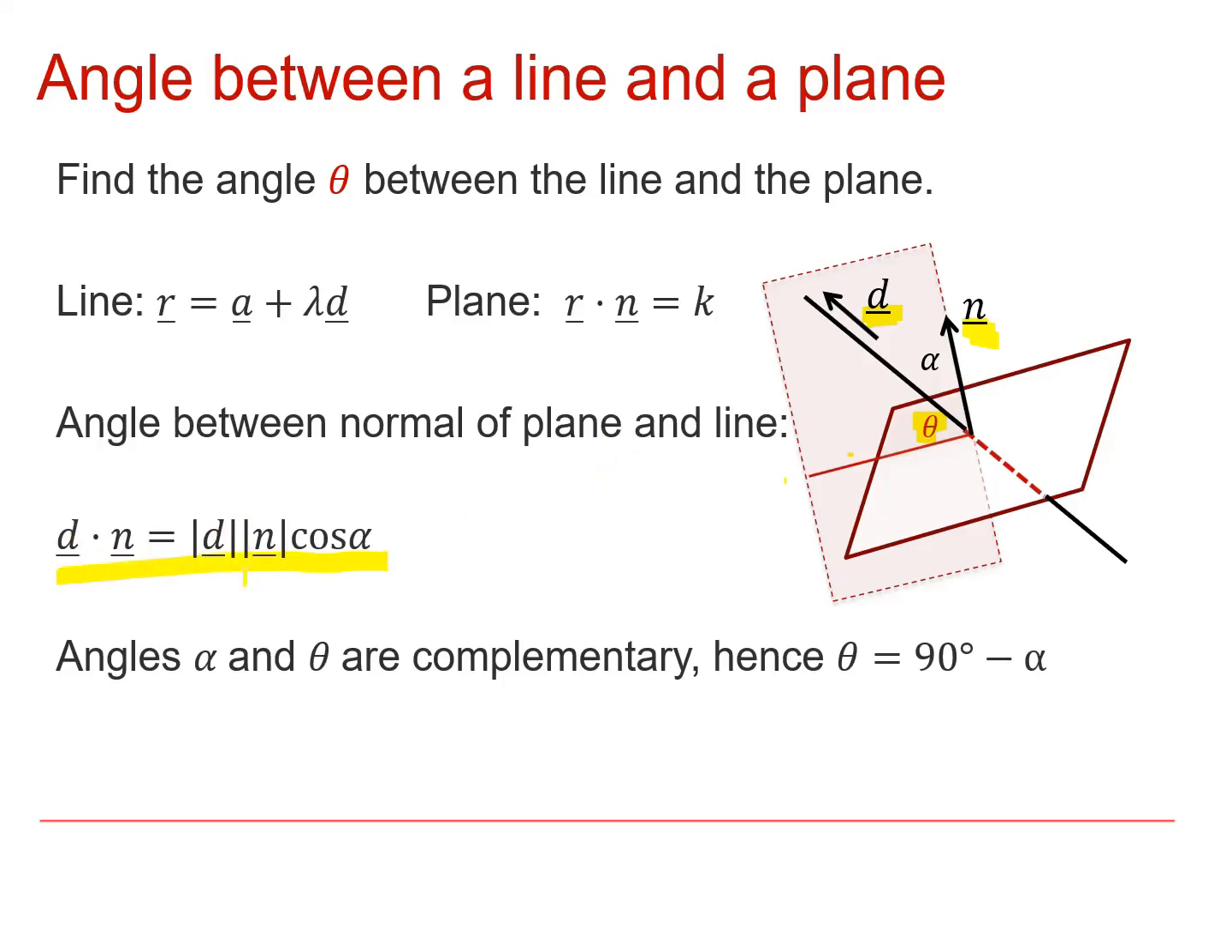The dot product of the two is mod d mod n cos alpha, where alpha is the angle between them. And because this now is just a right angle, alpha and theta are complementary, so the angle I want, theta, is just 90 minus alpha.